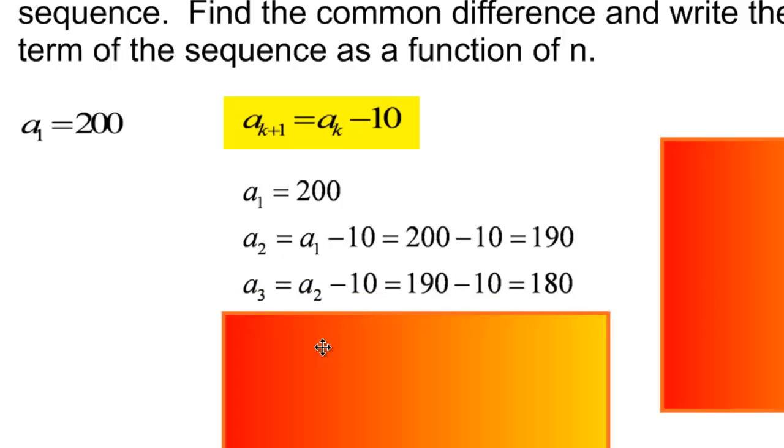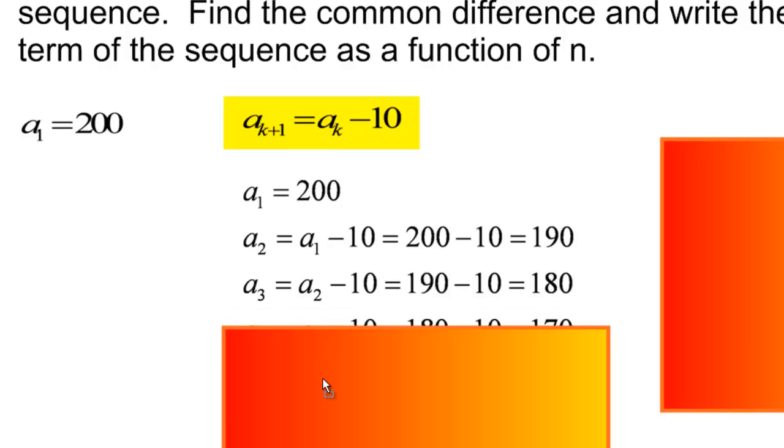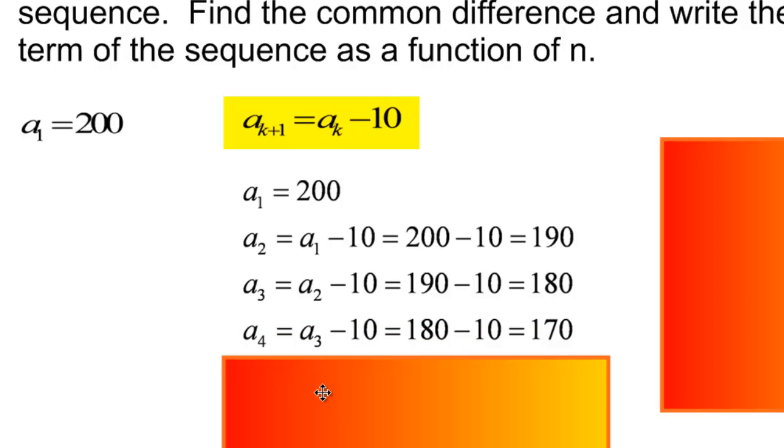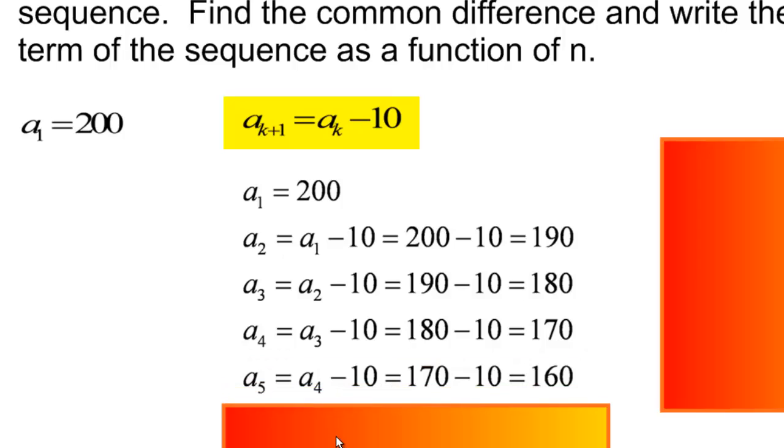When I want to take a sub 3, using the formula a sub k plus 1 equals a sub k minus 10, I have to take a sub 2 minus 10. From the previous step, a sub 2 is 190, and when I subtract 10, I get 180. Following that same pattern, and a lot of you might not need all of the work, hopefully you get it that you keep subtracting 10, but notation is important. So when I have a sub 4, that is equal to the recursive pattern a sub 3 minus 10, or the previous term, subtract 10, and 180 minus 10 is 170.